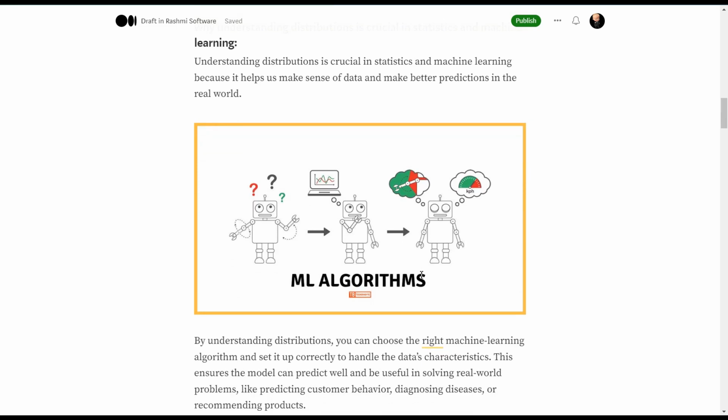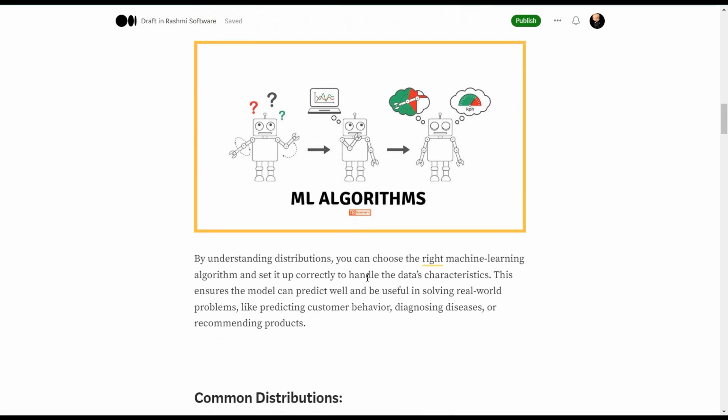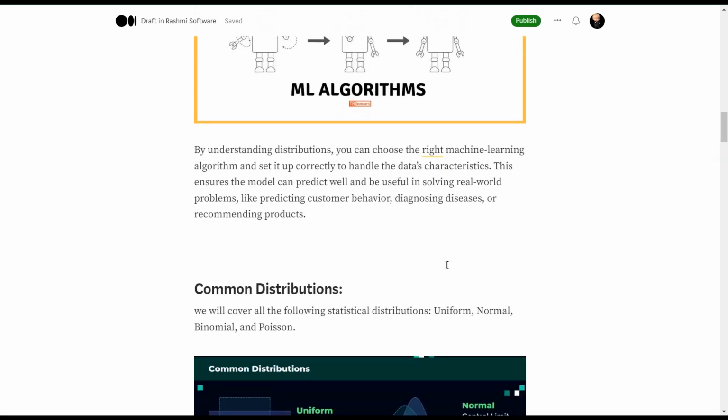By understanding distribution, you can choose the right machine learning algorithm and set it up correctly to handle the data characteristics. This ensures the model can predict well and be useful in solving real world problems. If we choose the best algorithm for building an ML model, in this situation, it will solve our real world problems very clearly, like predicting customer behavior, diagnosing diseases, or recommending products.